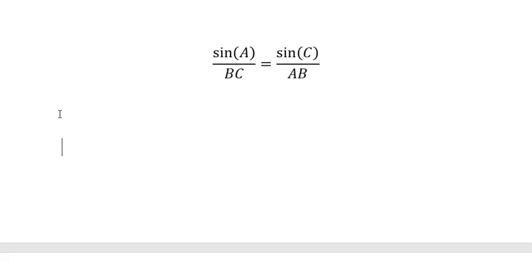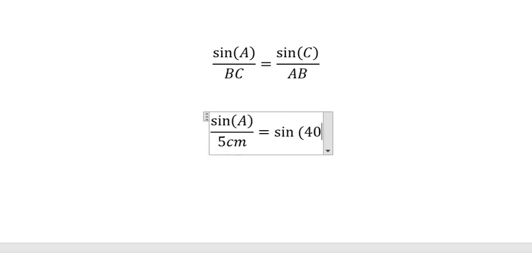So let's do that. Let's substitute some values here. In this case, we don't know what A is, so we just leave it as sine of A divided into BC, where BC will be 5 centimeters according to the problem. So divided into 5 centimeters, this should be equal to the division of sine of C, where angle C, the problem tells us, will be equal to 40 degrees, divided into side AB, which in this case will be 12 centimeters.